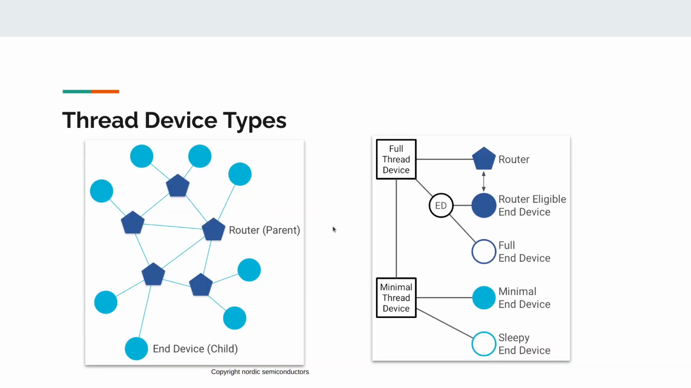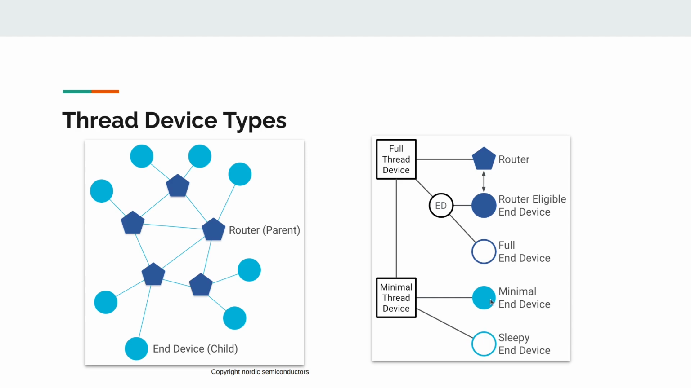Then there is the concept of device types in Thread. You can classify them in two ways. One is a router device, which can route packets. And the end device cannot route packets. It's just a sensor or a low power device. Here on this side, you can see the full Thread device and the minimal Thread device. When you are implementing the firmware for a Thread device, you either implement a full Thread device or a minimal Thread device.